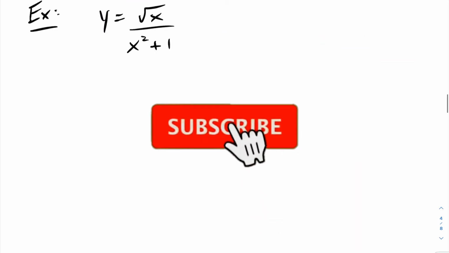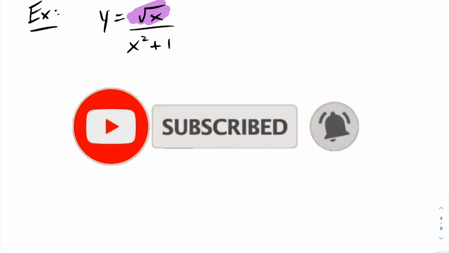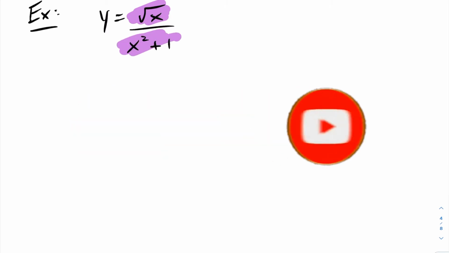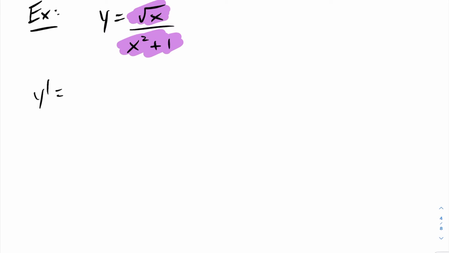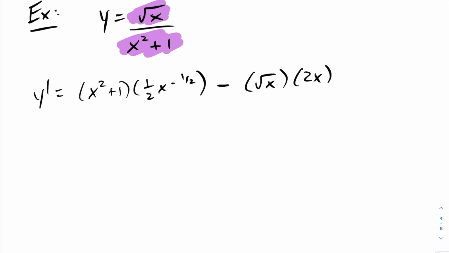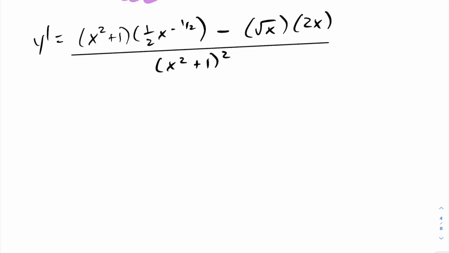So for our first question here, we want to find y prime. In this case, root of x would be our f at x, and x squared plus 1 would be our g at x. So y prime is going to be the bottom times the derivative of the top minus the top expression times the derivative of the bottom all over the bottom squared. Sometimes it's easier to express things as their root in terms of cleaning things up and simplifying. So I'm going to go ahead and do that.